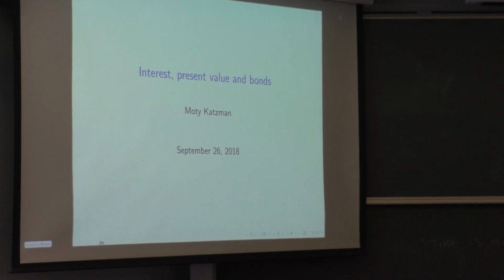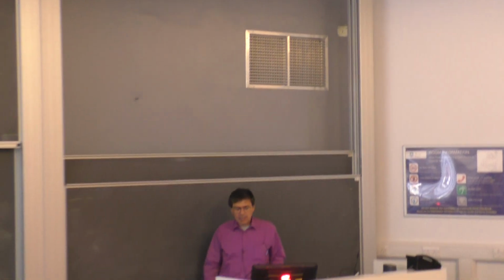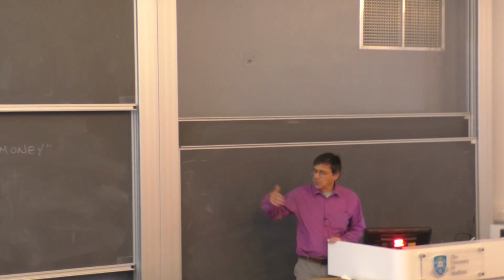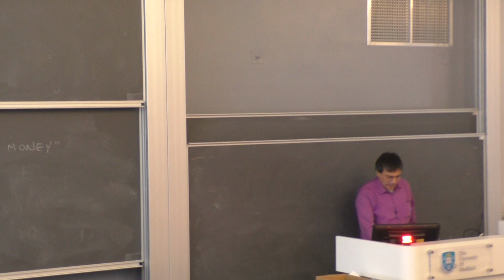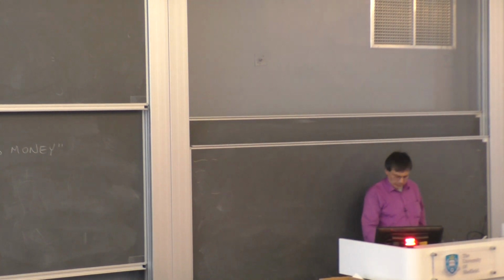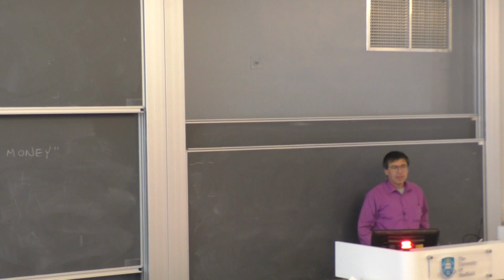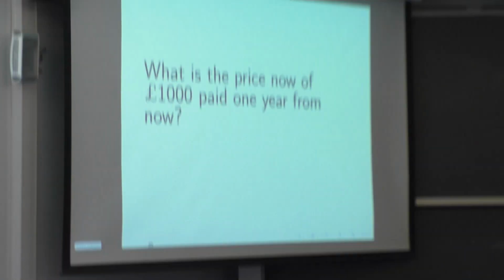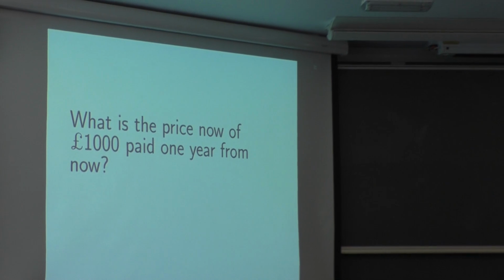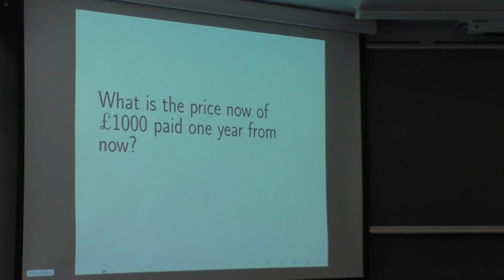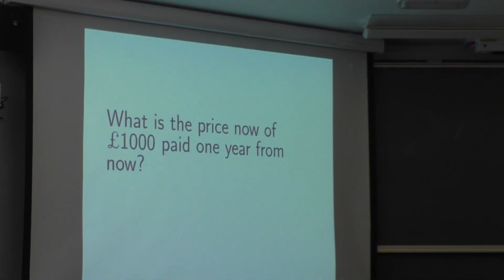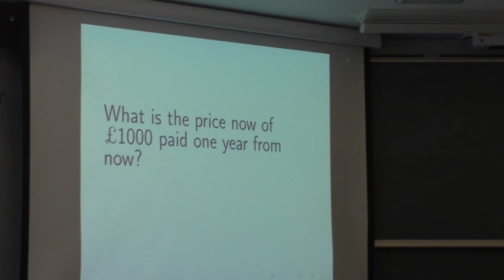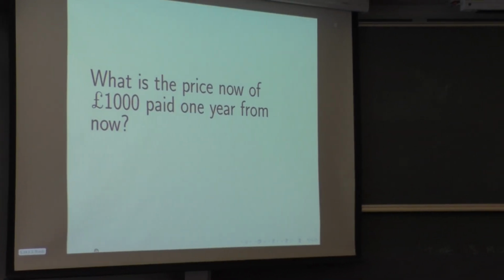Today we're going to make our first step towards finance. We're going to understand how time and money mix together. So in a sense, we're going to say that time is money, and we're going to make this precise. And let me start by asking you a question. So suppose that I ask you, how much money are you willing to pay now to receive £1,000 paid in a year?